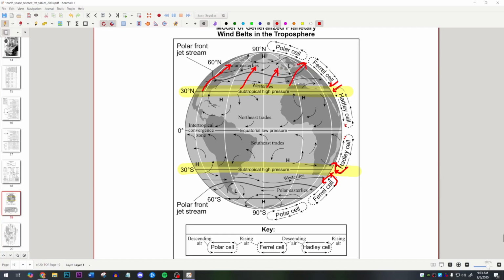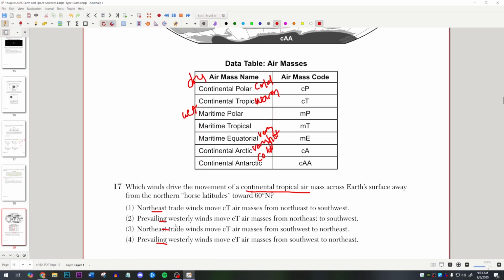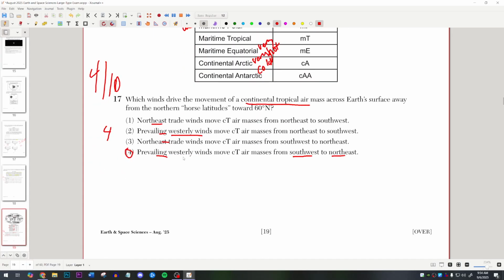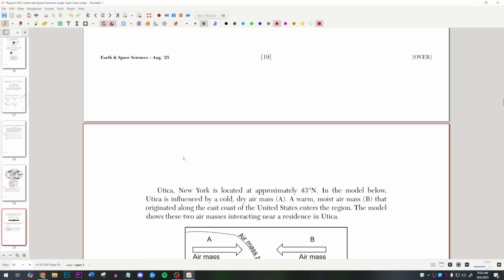So it looks like the westerlies here are going to be the ones that we want because they come from the west. So this is actually the prevailing westerlies, the southwesterlies, which is our wind belt. So it's going to be move CT from the northeast to the southwest. No, we're going to go from the southwest to the northeast. Yeah, 4. So that question was pretty easy. I would say that's a 4 out of 10. Prevailing southwesterlies are like the one wind belt. That's like the main important one because that goes over the United States.